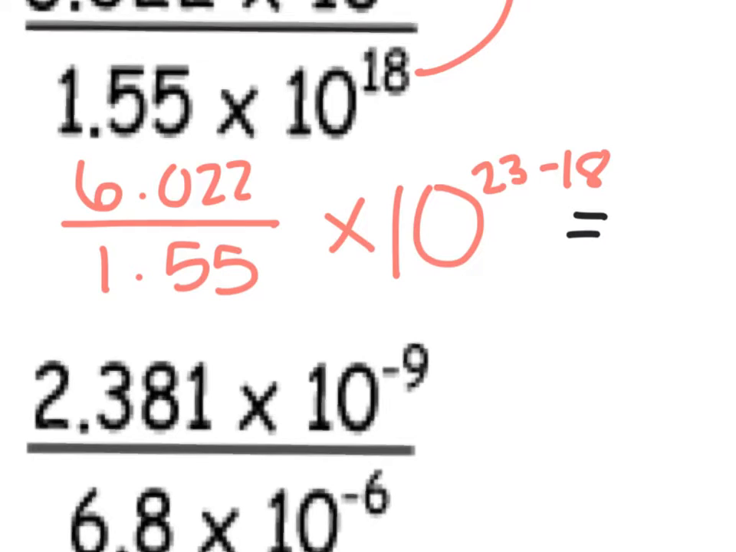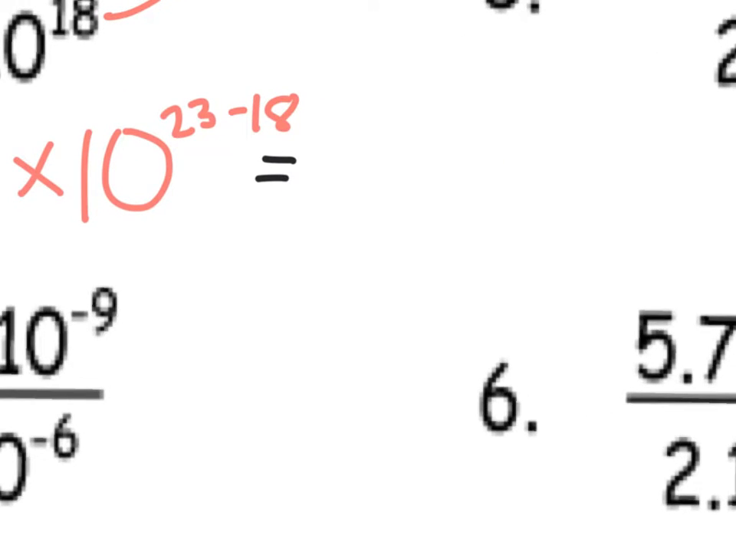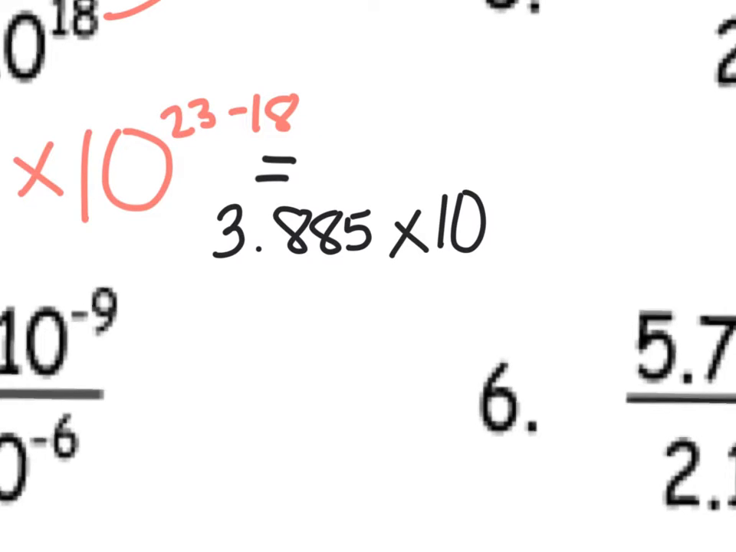Put in your calculator. What is 6.022 divided by 1.55? That's the piece I want. So, the answer is 3 point, I'm going to round a little bit, 3.885 times 10. What's 23 minus 18? 5.